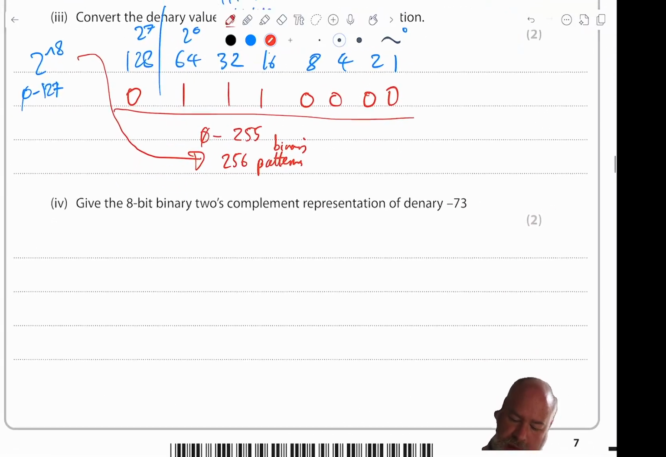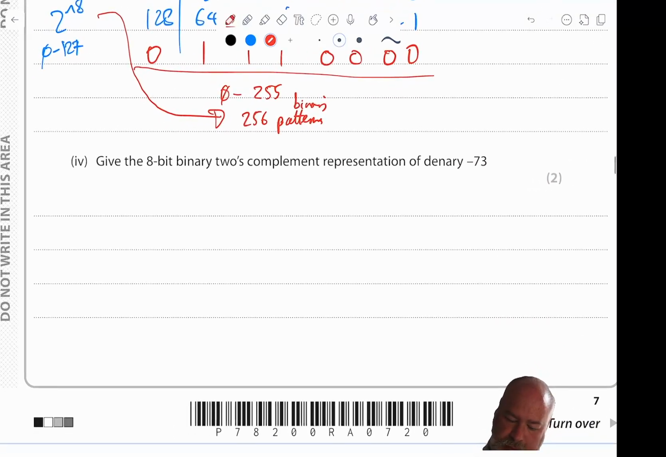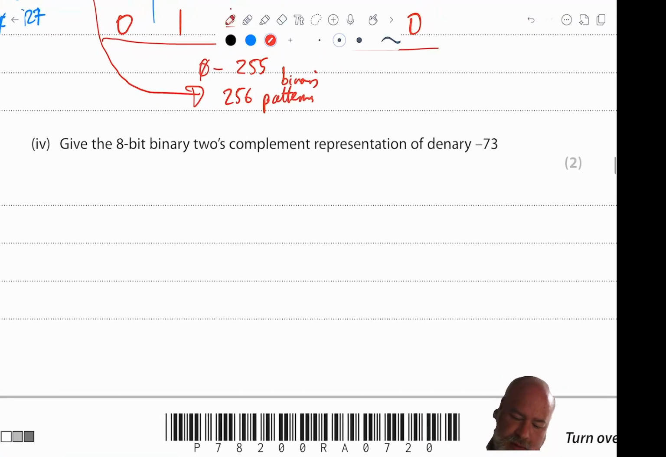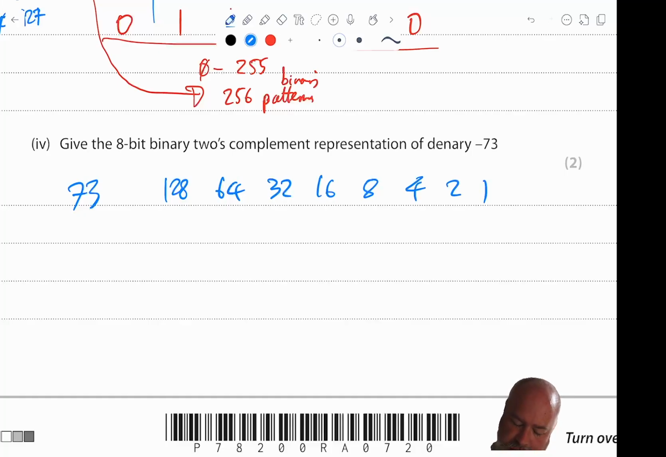Right. Give the 8-bit binary two's complement representation of minus 73. So the way to do it easily is to represent the positive 73. So this paper started off easy and it gets a little bit more complicated here. So what's 73? We don't want that, we do want that. So what do we have left?